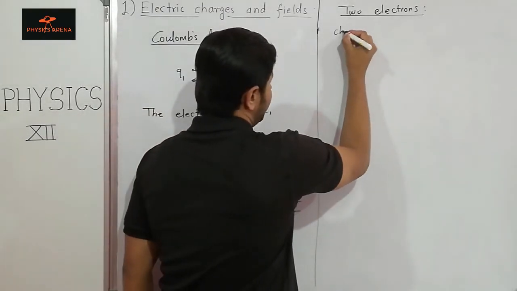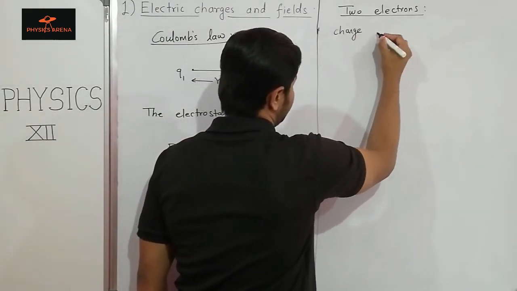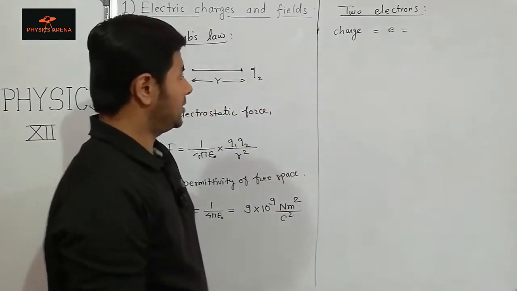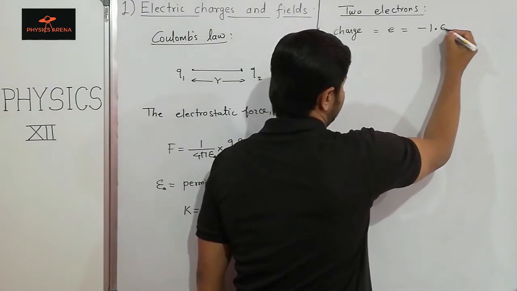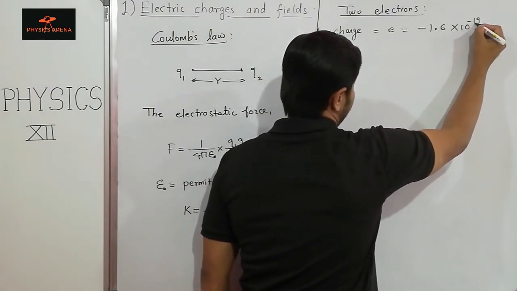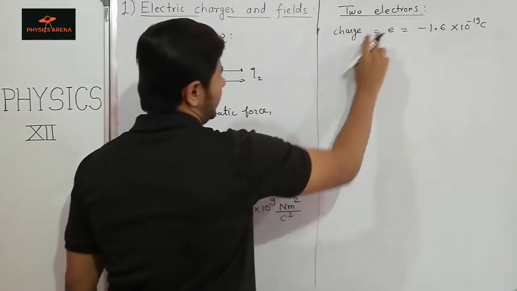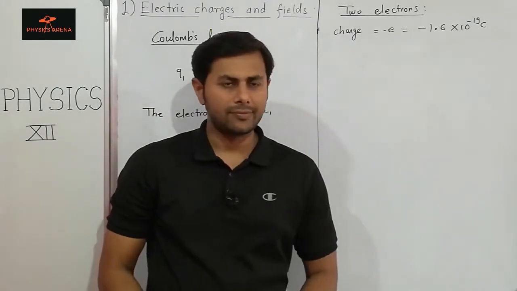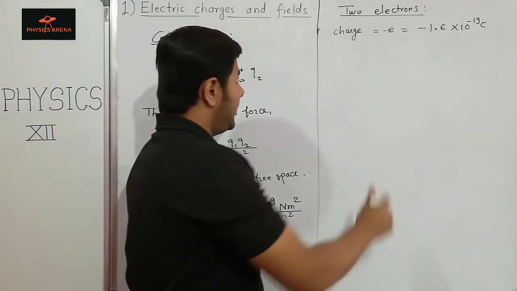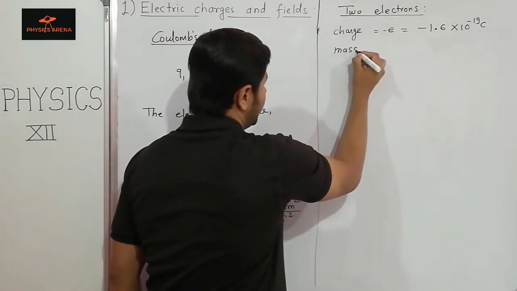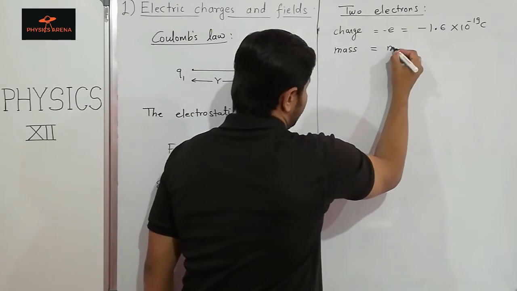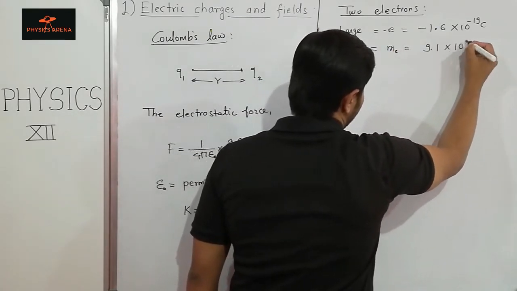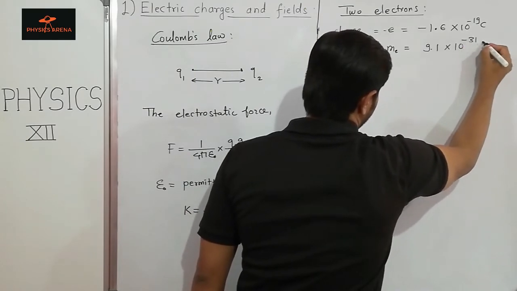Now charge on electron is e, which is minus of 1.6 into 10 raised to minus 19 coulombs. So actually e is a positive number, so this is minus of e. Okay, and mass of electron, me, is equal to 9.1 multiplied by 10 raised to minus 31 kg.